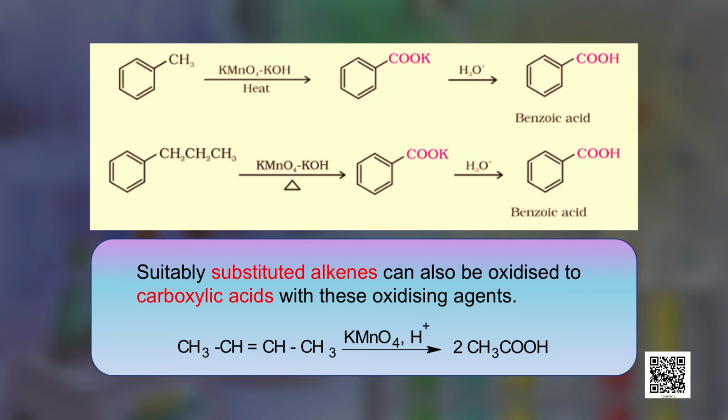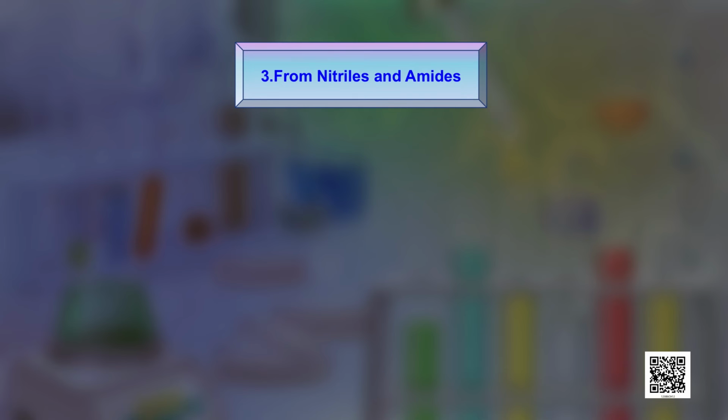Now, alkenes can also be converted to carboxylic acids. Suitably substituted alkenes can be oxidized to carboxylic acids with these oxidizing agents. Here you can see one reaction as an example. In the third method for obtaining carboxylic acids, we can start from nitriles and amides.